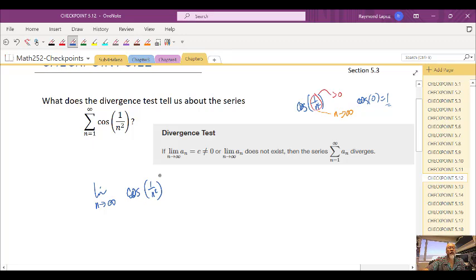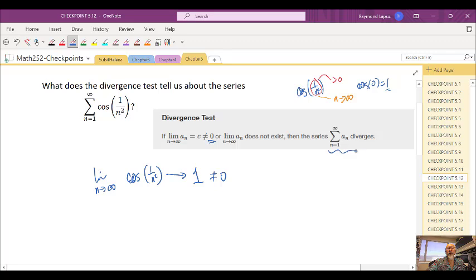So I'm not sure exactly what happens, but it looks like it'll be approaching 1. And more importantly, it's not equal to 0. So at this point, if we look at this as a series, not as a sequence, the series from n equals 1 to infinity of cosine of 1 over n squared is going to diverge. And that's going to be our conclusion.